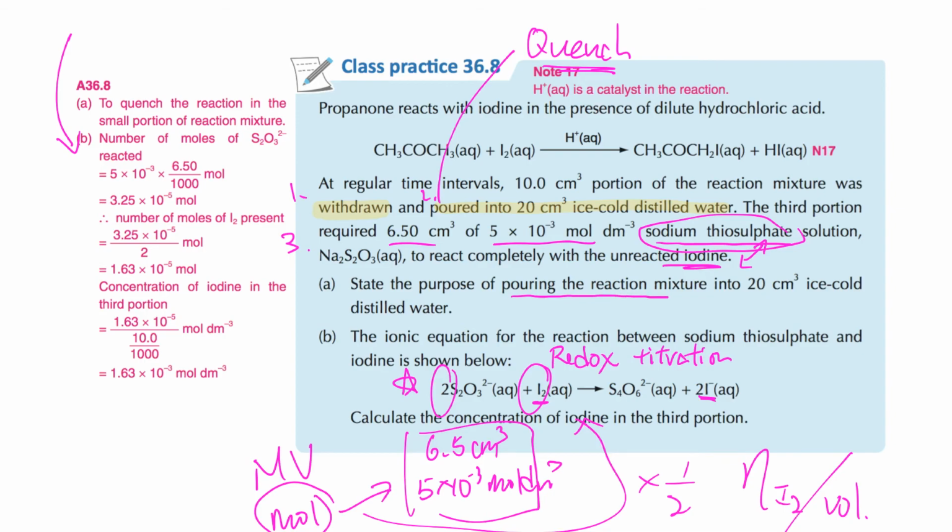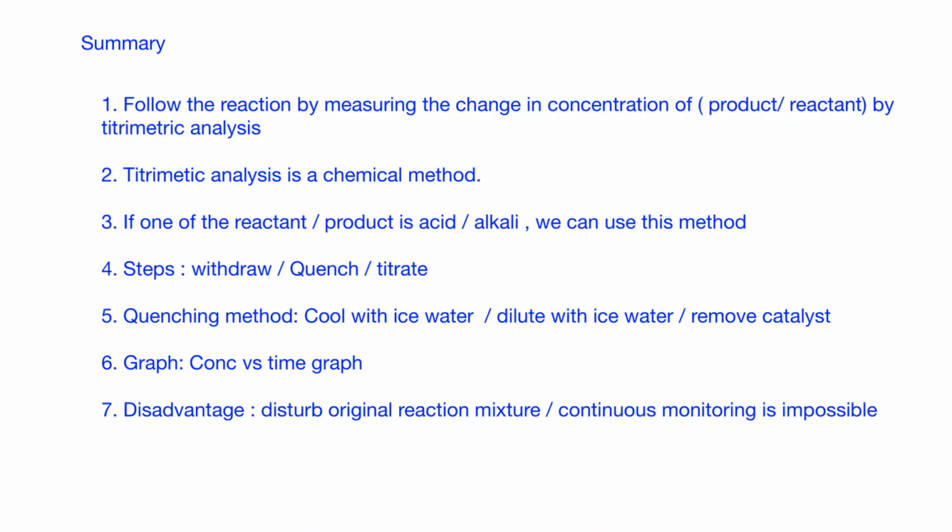Remember the purpose of pouring the reaction mixture into ice cold distilled water. This 20 cm cube is meaningless. Remember the most important thing is to quench the reaction. Quench means stop. Stop the reactions, and also prevent changes in the concentration of the iodine in this case. So, summary: actually, we are trying to measure the change in concentration of one of them by the method called titrimetric analysis. Remember, this is a chemical method.